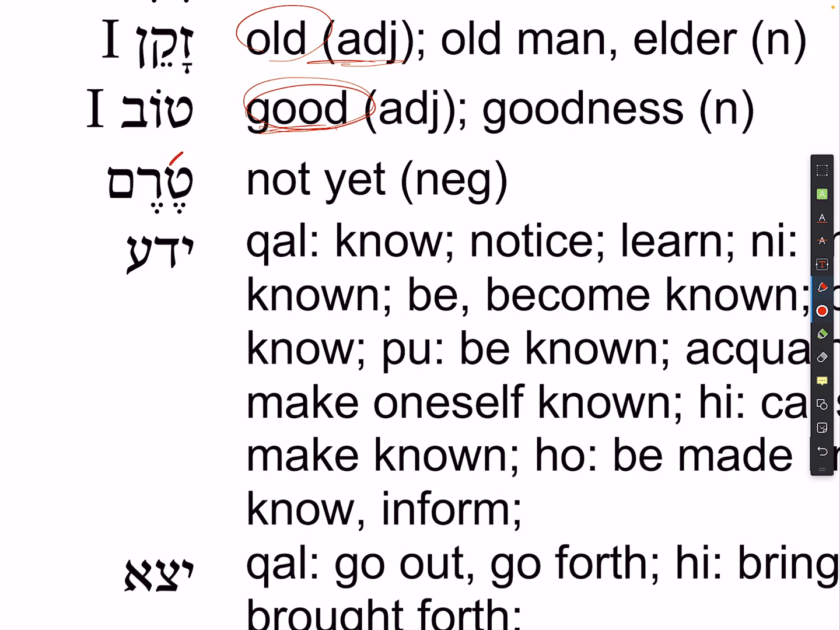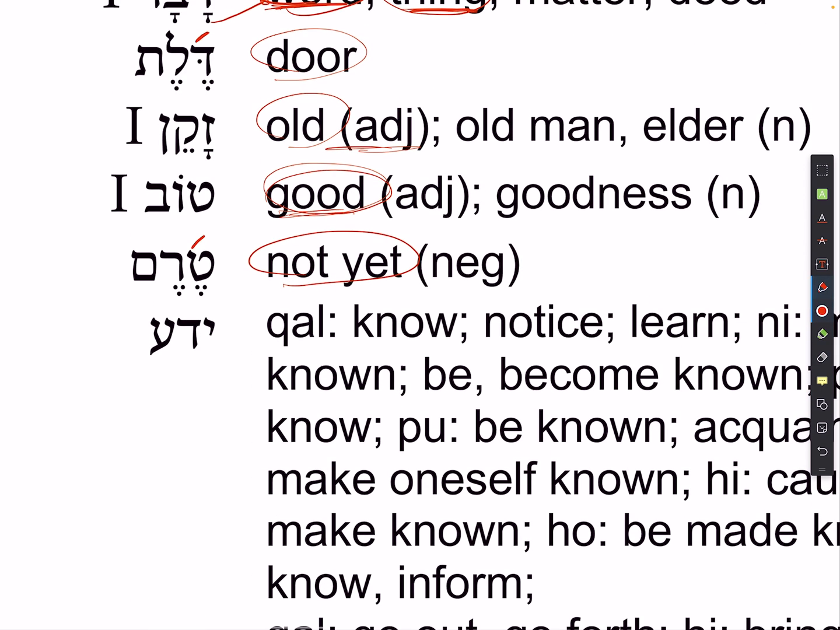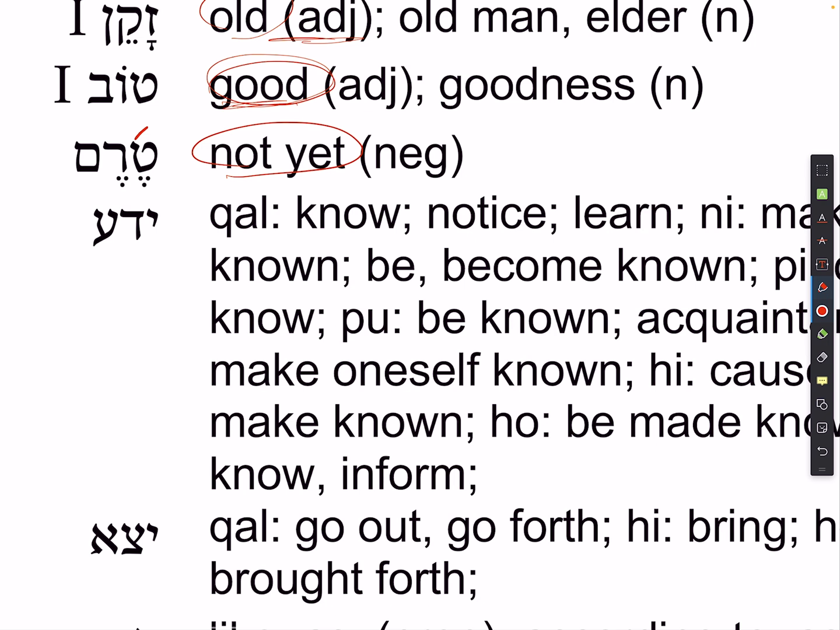Terem, another negation, not yet. That negation is being used together with yiktol tenses. So terem yichtov, a typical term. Terem. And then you have a yiktol form or an imperfect form, like yichtov. Not did he yet write. Not yet did he write.